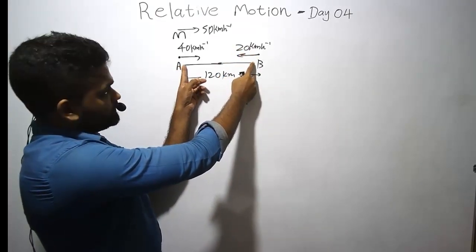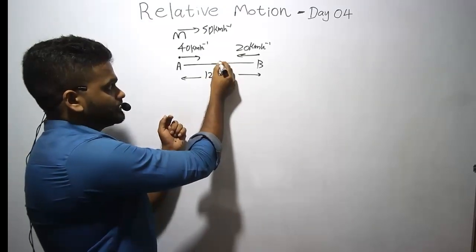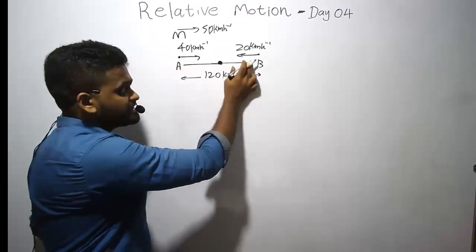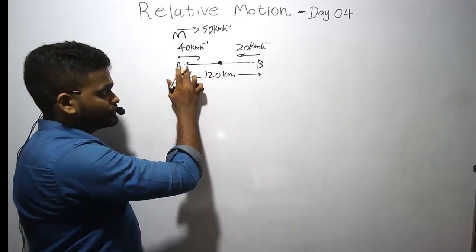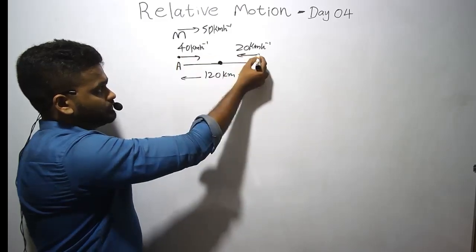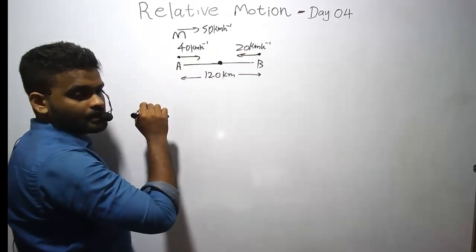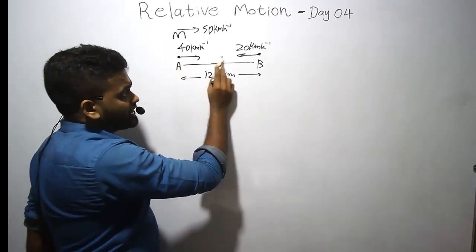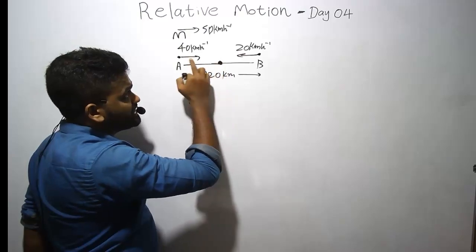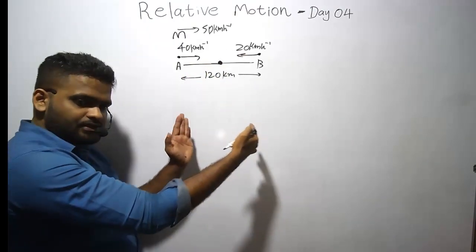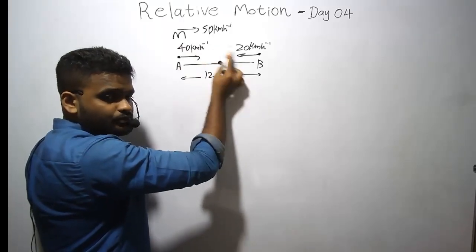Train A is moving to this side, B is moving and meets somewhere here. Trains meet somewhere here. You don't have to draw trains, right? Just put points there. Because they haven't mentioned lengths of trains, you can just put points there. So these trains would meet somewhere here. Meanwhile, while these are moving towards each other, a bird is moving back and forth between these 2 trains.